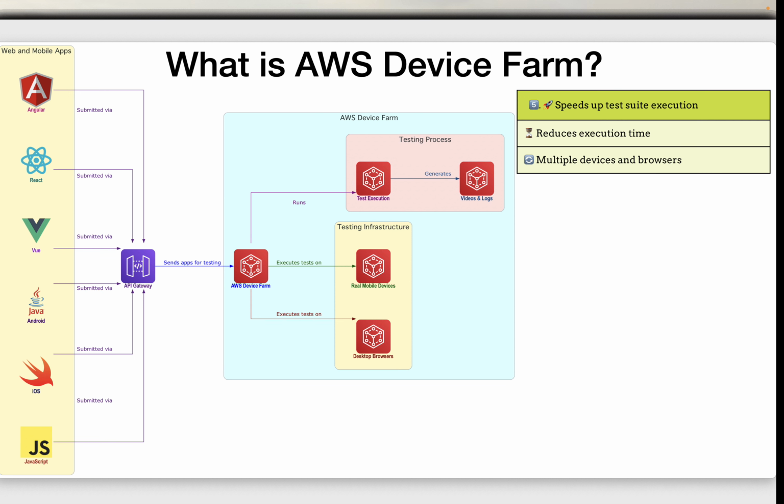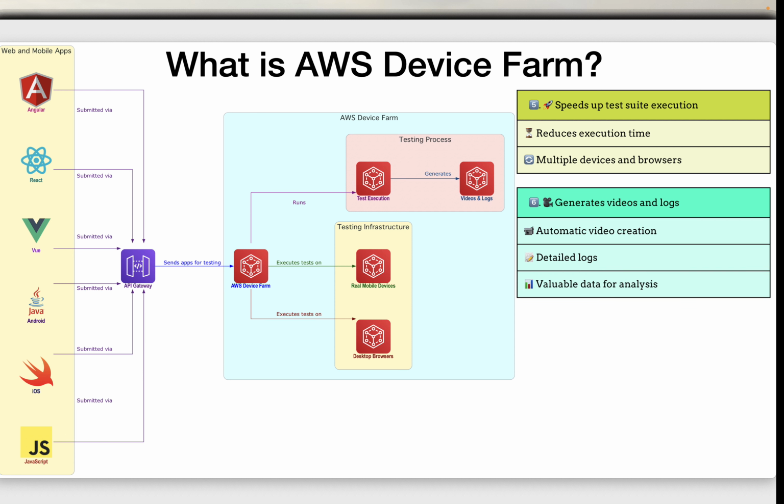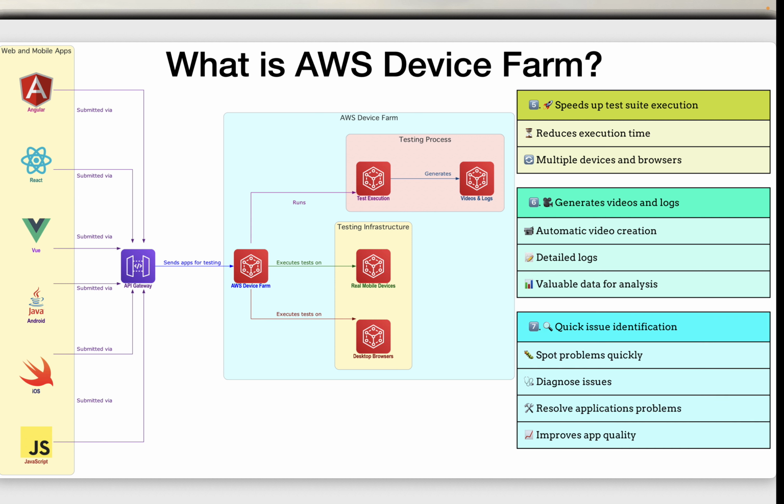By allowing concurrent testing across multiple devices and browsers, Device Farm dramatically reduces the time required to execute your entire test suite. The service automatically creates videos and logs of the testing process, providing valuable visual and textual data for analysis. With the generated videos and logs, developers can quickly spot, diagnose, and resolve problems in their applications.